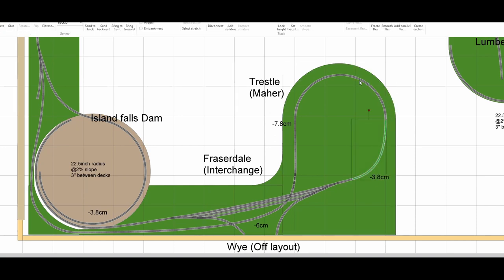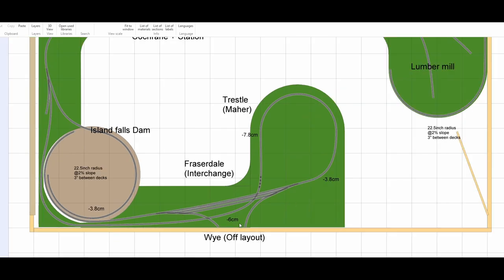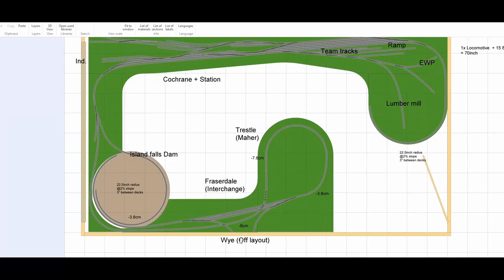And we have a 2% grade downwards to minus 7.8. This is the lowest point. And then we slowly climb up again, all the way to 0, to get back to Cochrane height. So this is a bit of a roller coaster, I must admit, but this is all a sacrifice so we have this nice long scenic stretch right here for Fraserdale. Let it be noted that this can be done in different ways, but I chose to do it this way. That's it when it comes to the different inclines and slopes that I used.